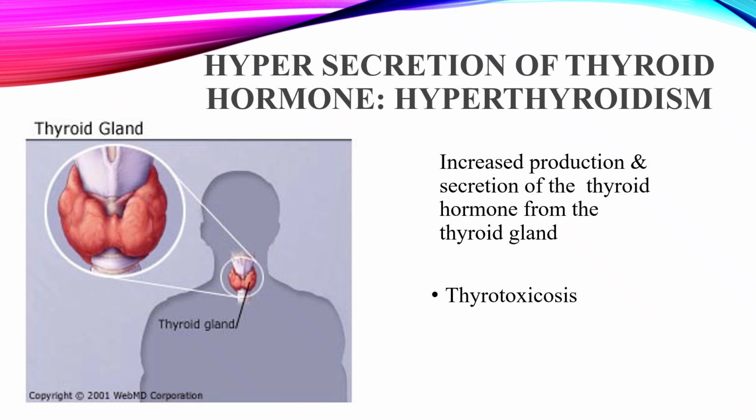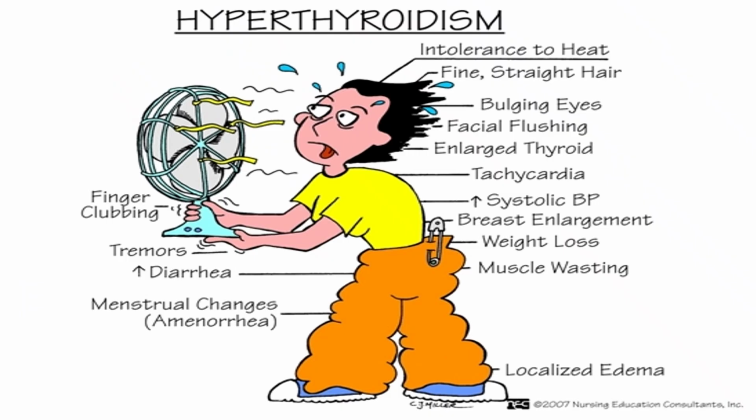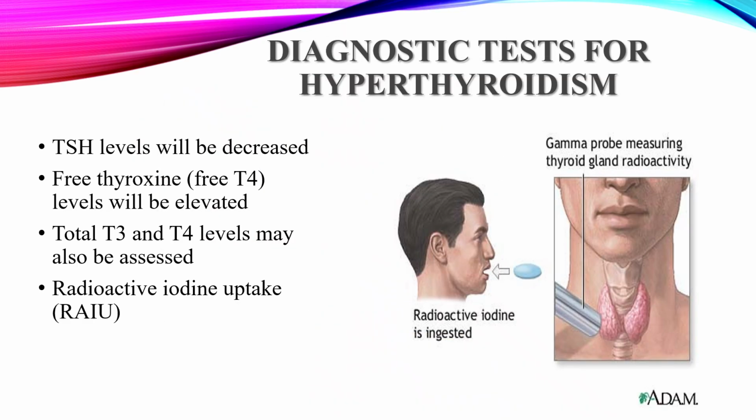So an increased production and secretion of the thyroid hormone. Your patient with hyperthyroidism is going to have the bulging eyes, the facial flushing, muscle wasting, weight loss. Now, it sounds great, like weight loss, but it's not fat weight loss, it's muscle weight loss. So not exactly what we're looking for. And a very common sign of advanced hyperthyroidism is those bulging eyes.